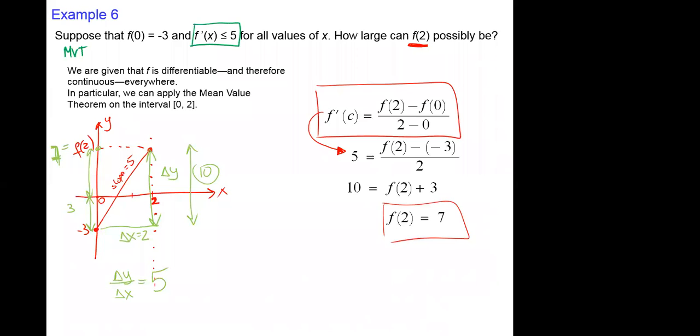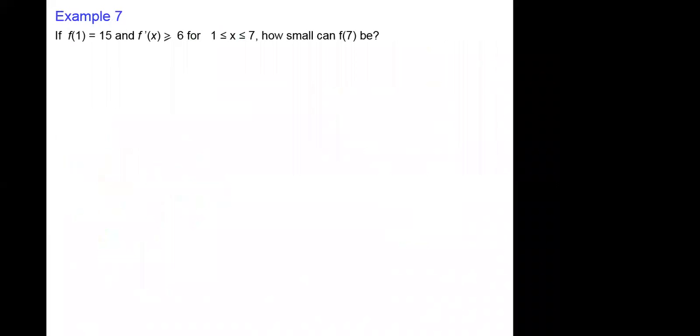Okay, I have one more like that and we will be done. This means that you understand this theorem. Yes, the largest possible value of f of 2 is 7. Okay, let's do this one. It's actually similar. It's the other way.